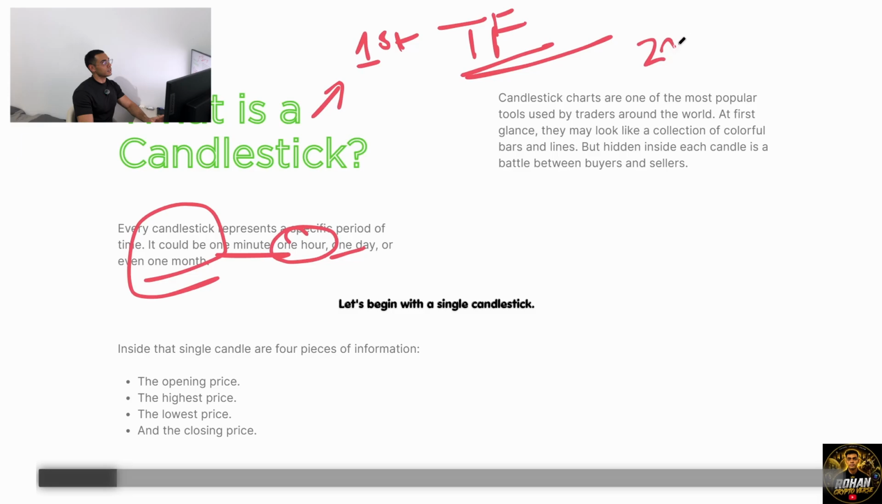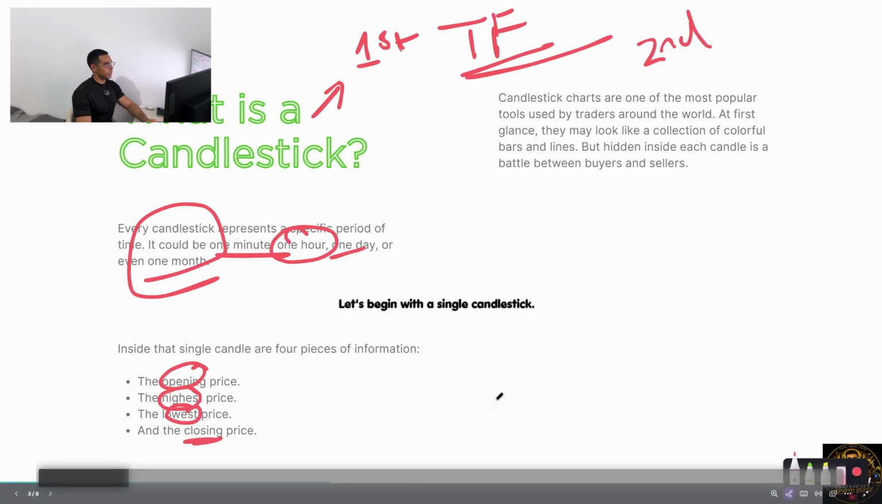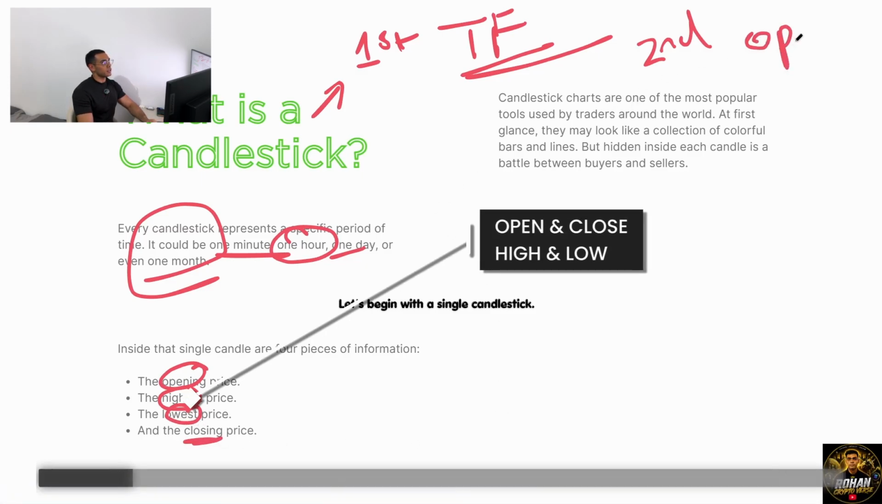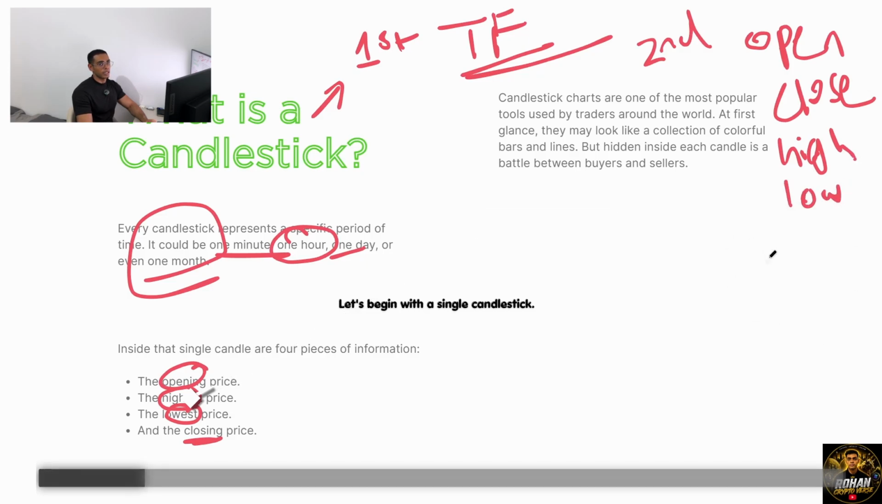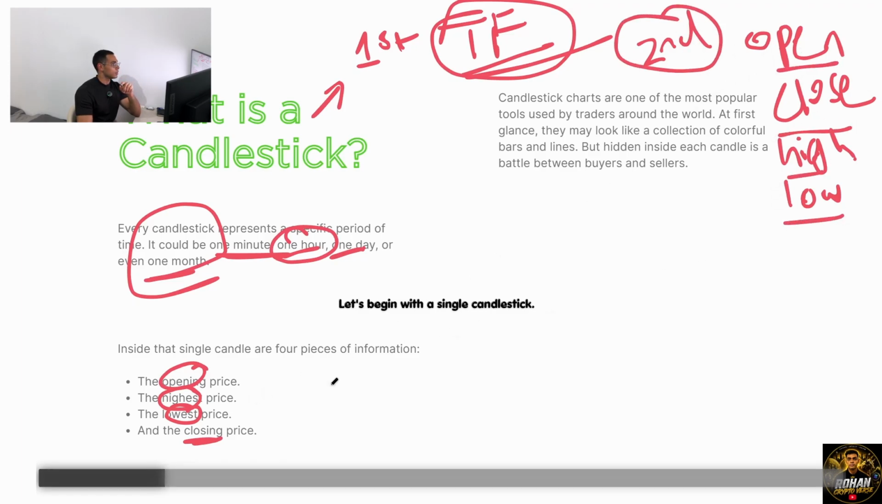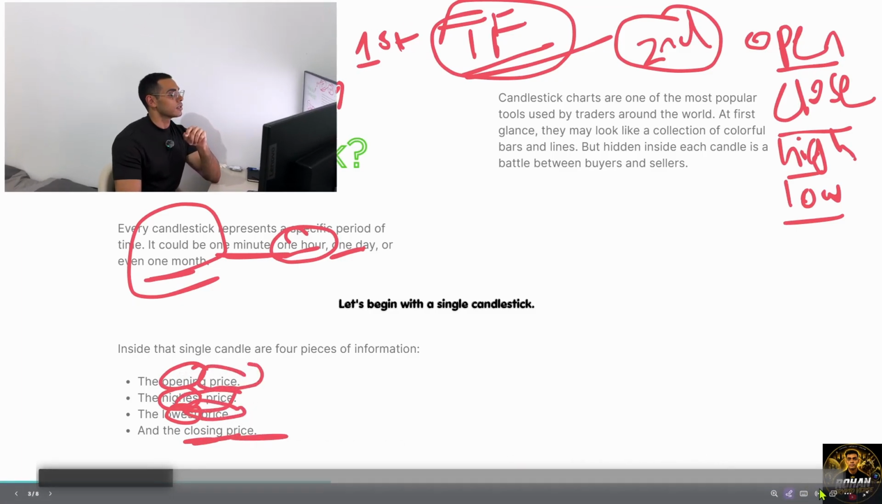Second one is what we look at: the opening price, highest price, lowest price, and the closing price. That is your open, that is your close, that is your high, and that is your low. So again, two things to keep in mind. First, we need to look at the time frame. That can be 1 minute, 1 hour, 1 day, or 1 month. And the second one being your open, close, high, and low. That is the opening price, highest price, lowest price, and the closing price.